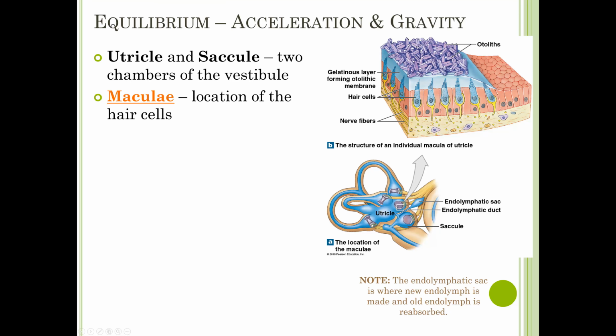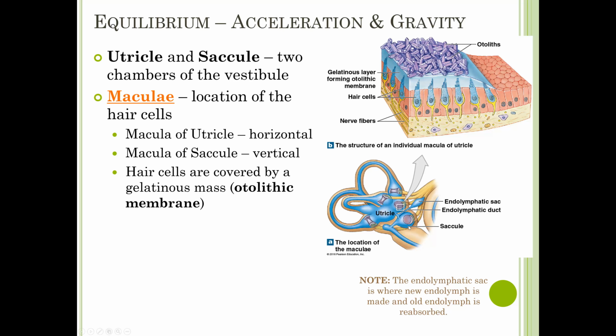There are 2 regions, one in each one of these chambers, so one inside the utricle and one inside the saccule, and these regions are called maculae, and these are where the hair cells are located. The macula that is located inside the utricle is oriented horizontally, and the one that is inside the saccule is oriented vertically.